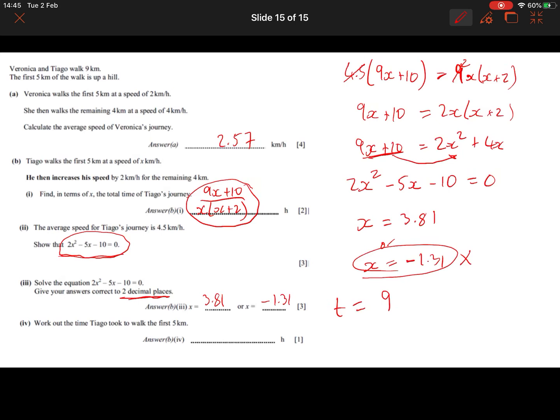Okay, now it says work out the time Tiago took to walk the first 5 kilometres. Well, we'll just substitute x back into that original equation. So 9 times 3.81 plus 10, divided by 3.81 times (3.81 plus 2). Stick it in a calculator and you've got your answer. I can't be bothered to do it myself, frankly, because that's just process calculator work that you should be good at. Okay, so tricky stuff. Combining a lot of topics.